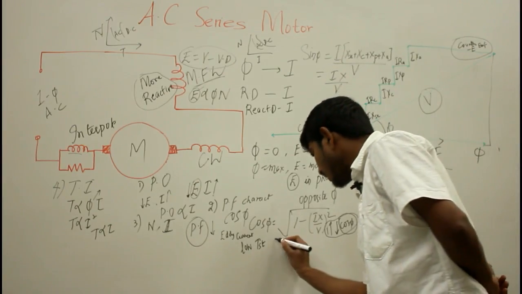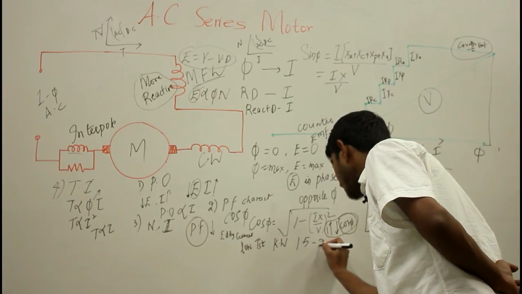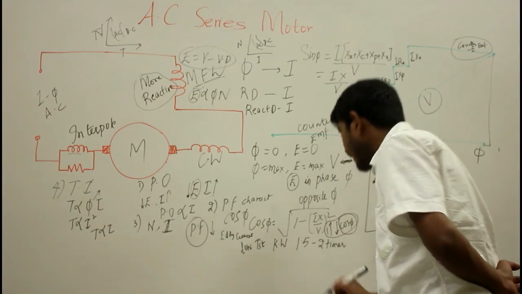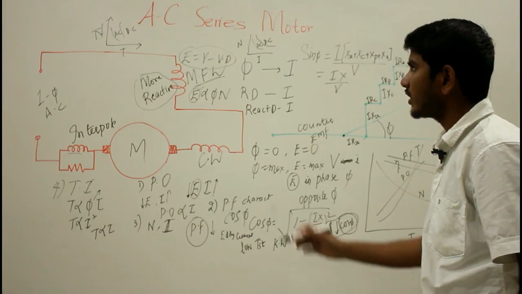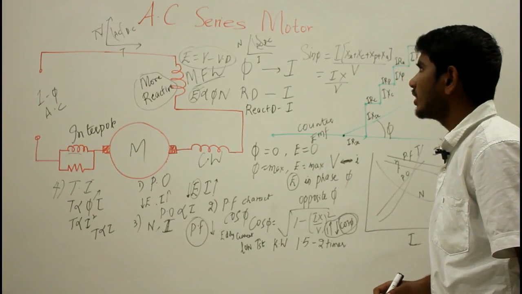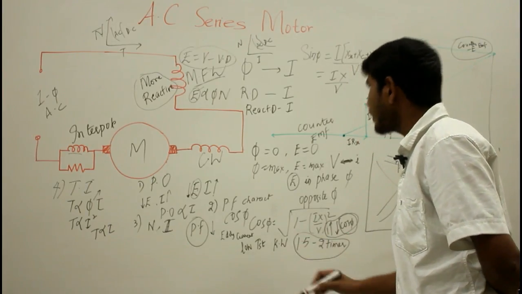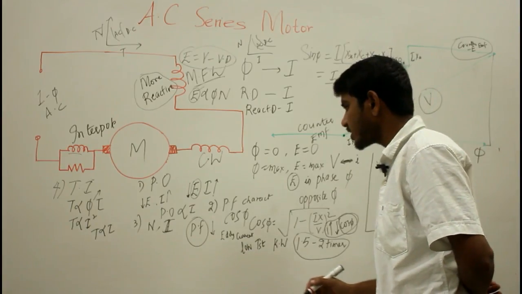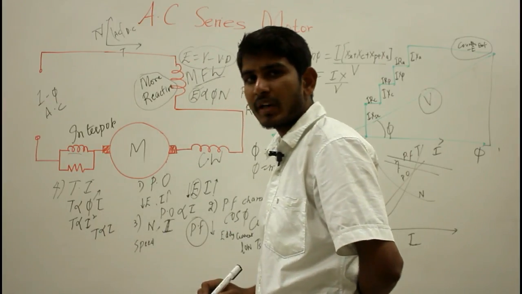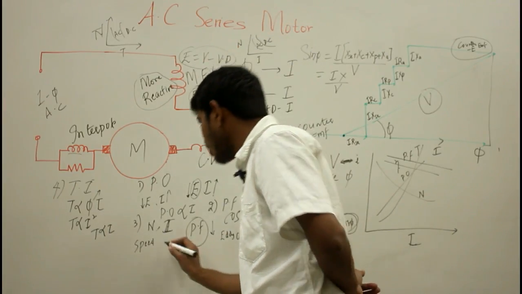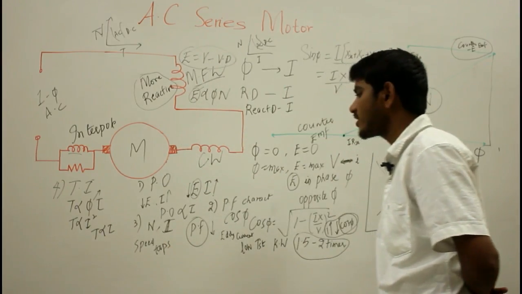For a given kilowatt rating, the AC series motor is 1.5 to 2 times greater in size and weight compared to your DC series motor, and the cost of your AC series motor is also very much more compared to your DC series motor. So the advantage of the AC series motor is that you can control the speed. The speed of your AC series motor can be controlled best by solid state devices and also by providing taps on the transformer, which is not possible in your DC series motor.